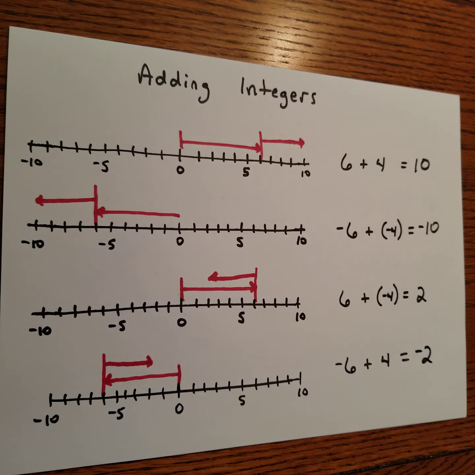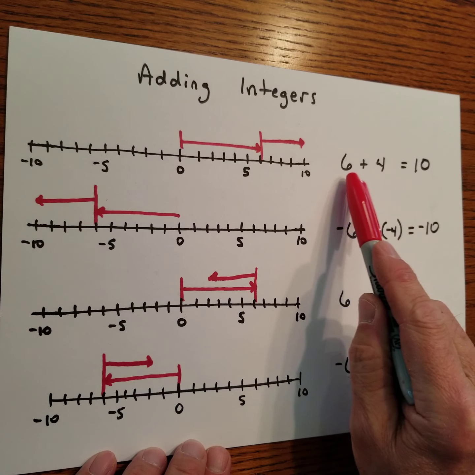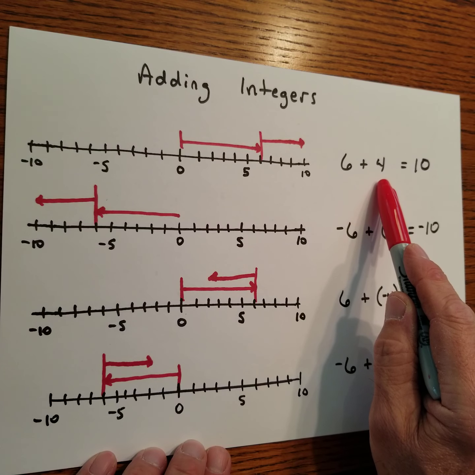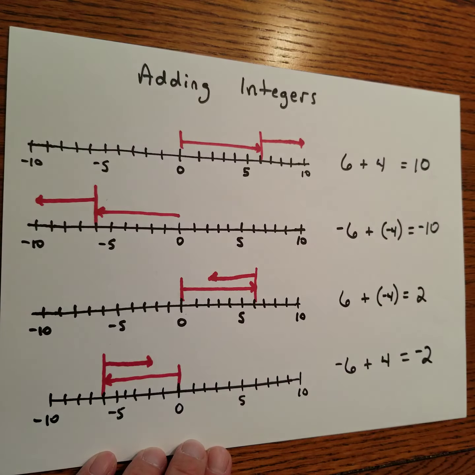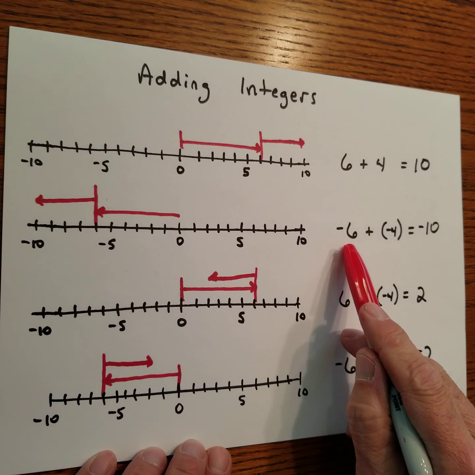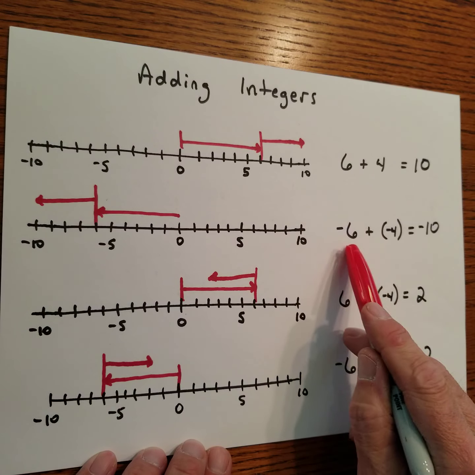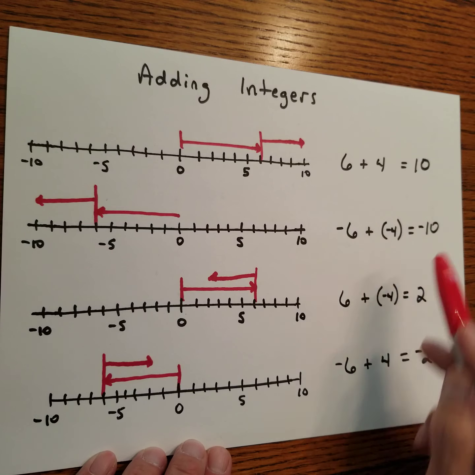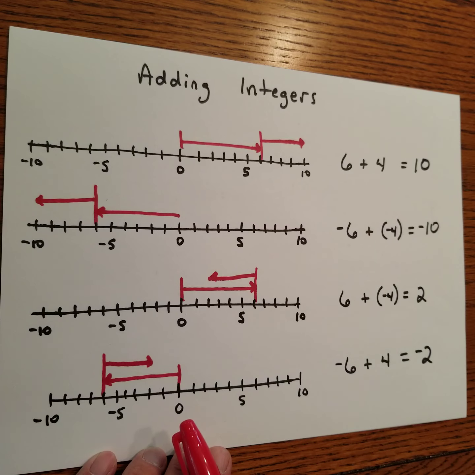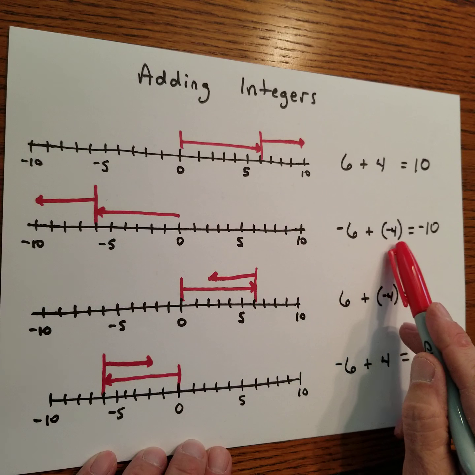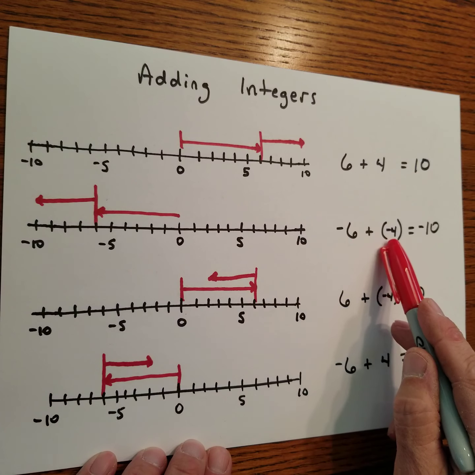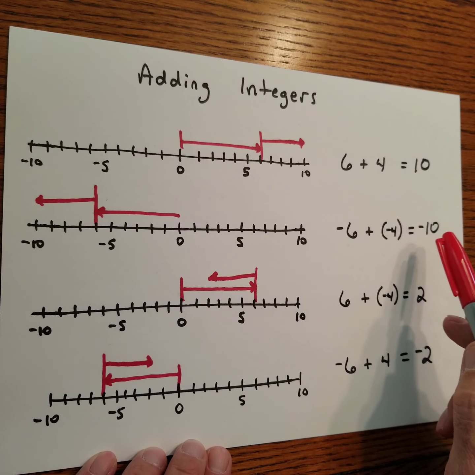Are there rules that can kind of summarize what we just saw? Let's see. If these have the same sign, both positive, then we add the numbers together. If these have the same sign, both negative, then we add the numbers together, but we keep the negative. So if the signs are the same, both negative or both positive, we add and keep the sign.